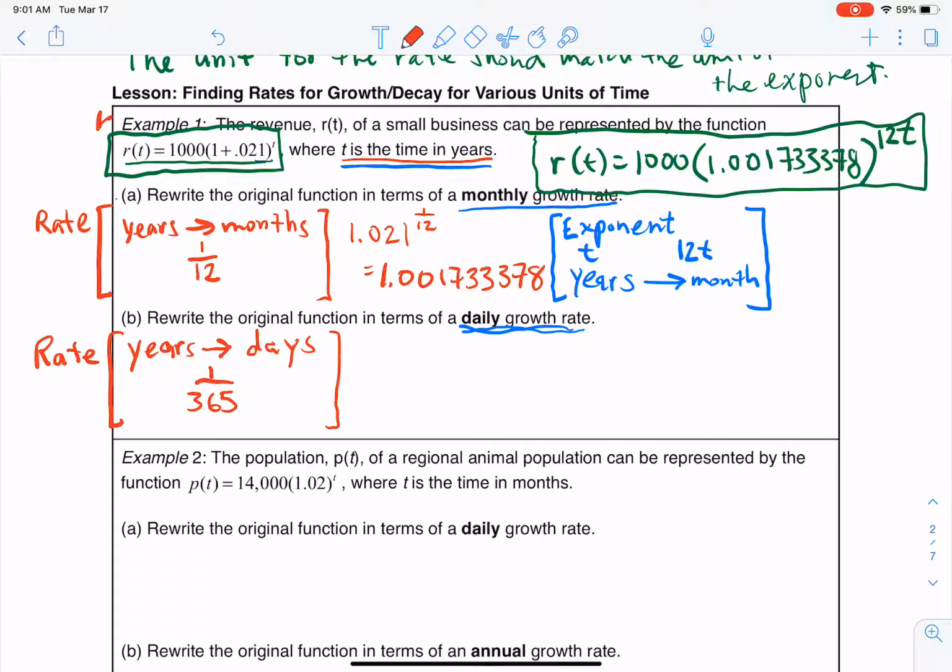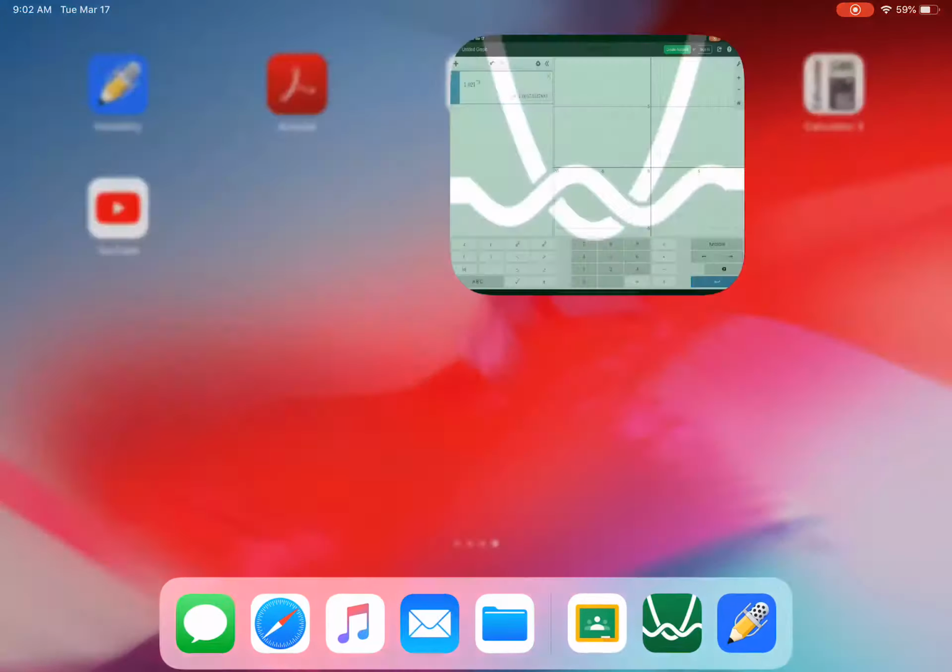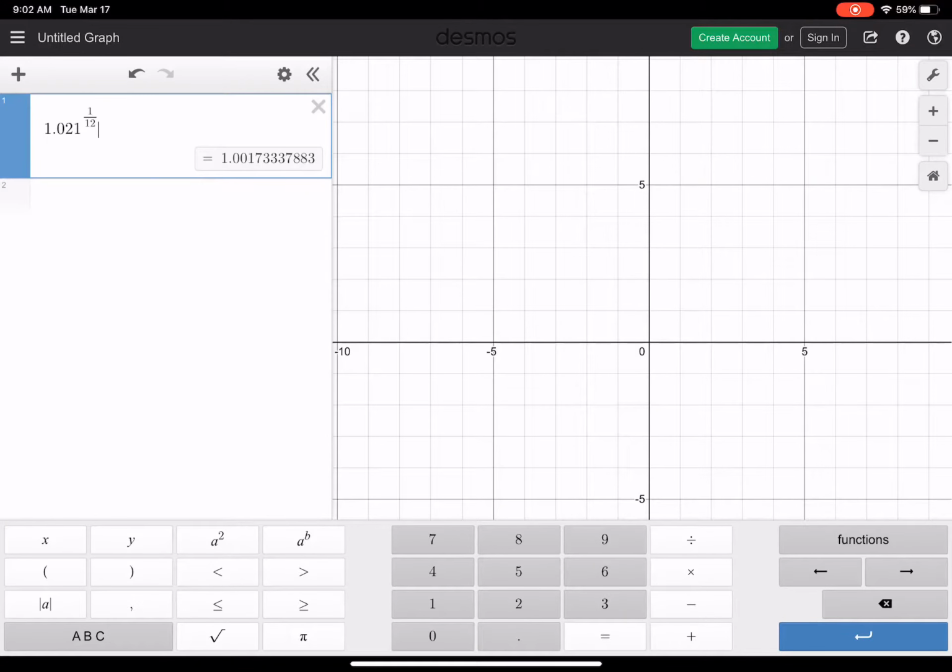So I'll take my original rate, again from the original problem, which is 1.021. I'll raise it to the 1/365th power. We can do that in Desmos. Again, I get a little bit of a crazy looking decimal, and this one I'm going to record all the way up to the 9.